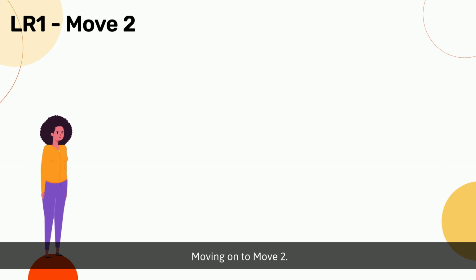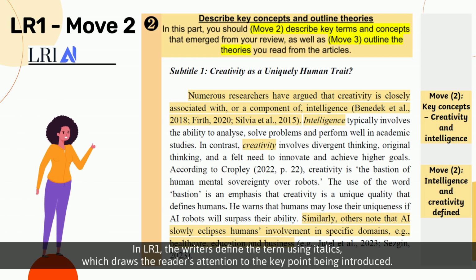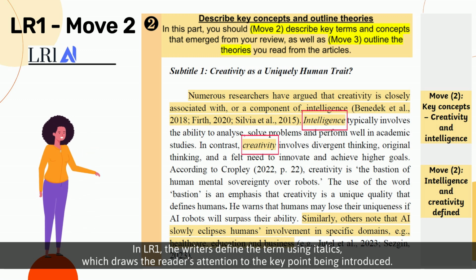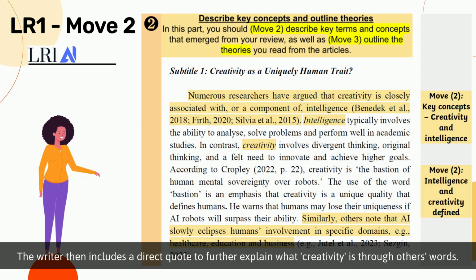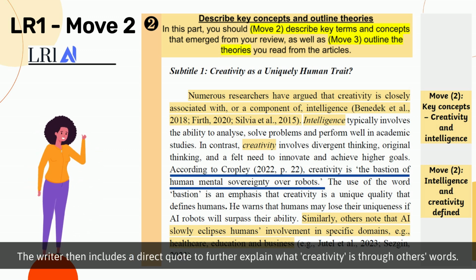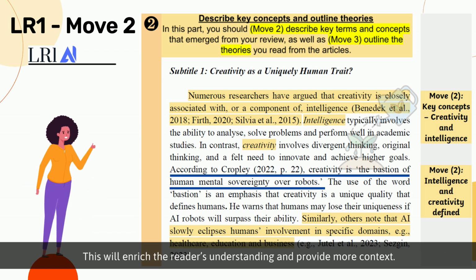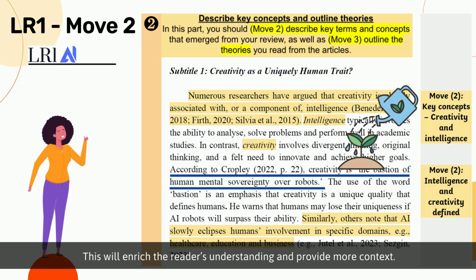Moving on to Move 2. In LR1, the writers define the term using italics, which draws the reader's attention to the key point being introduced. The word "involves" is also a good choice for defining terms. It means about, but is more formal. The writer then includes a direct quote to further explain what creativity is through others' words. This will enrich the reader's understanding and provide more context.